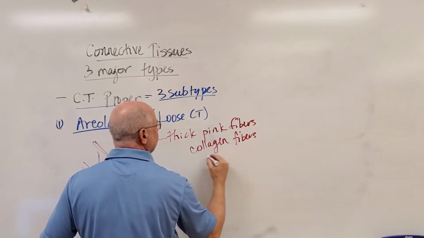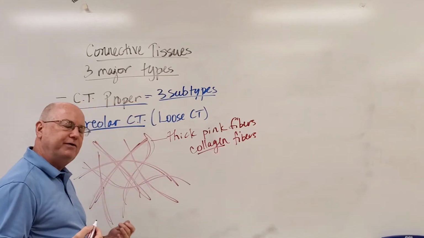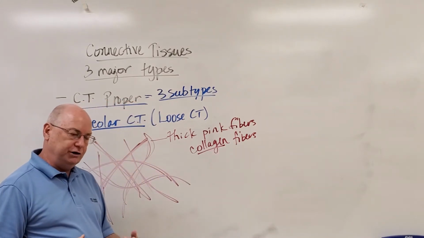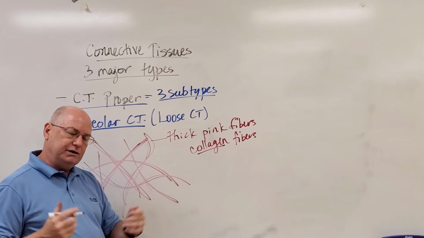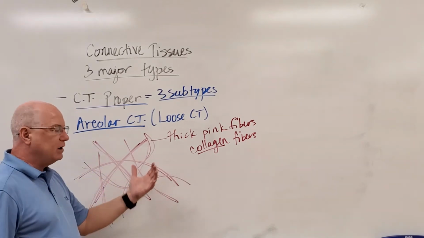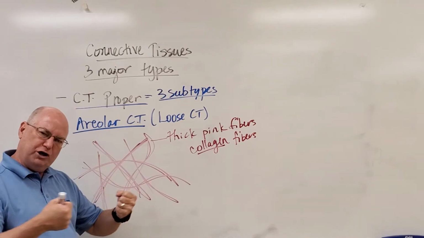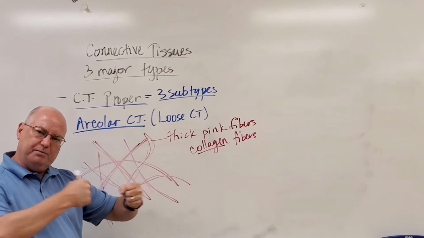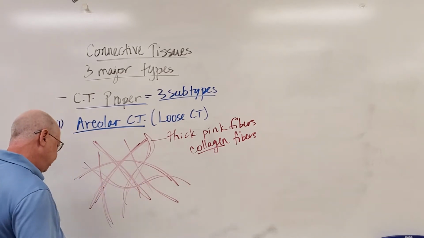Or you could simply say collagen. Collagen is made up of a type of protein called collagen, and then these little collagen proteins get strung together. Collagen makes a tissue very strong and durable. It's very hard to rip because of these fibers in the tissue.